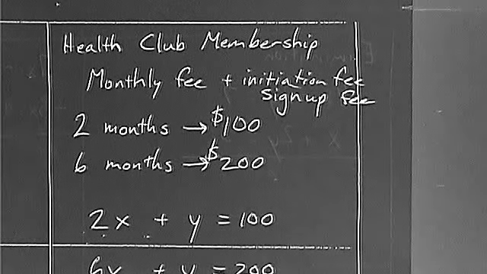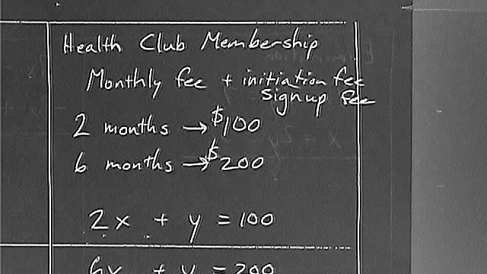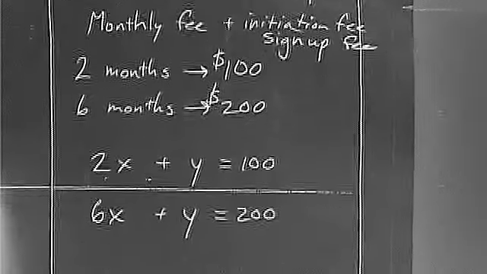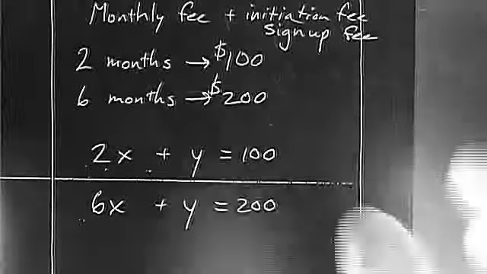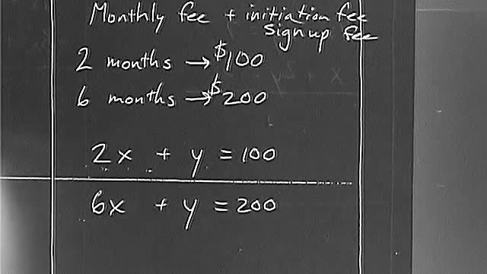So we have been told that for 2 months it costs $100, and for 6 months it costs $200. So I want you to look at these two equations that I've set up. It's 2 monthly fees plus 1 initiation cost.